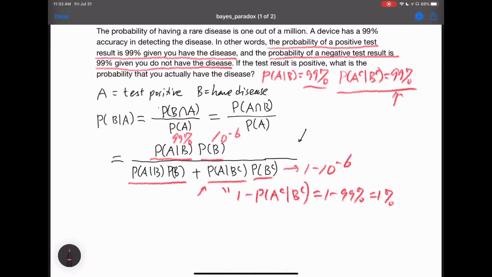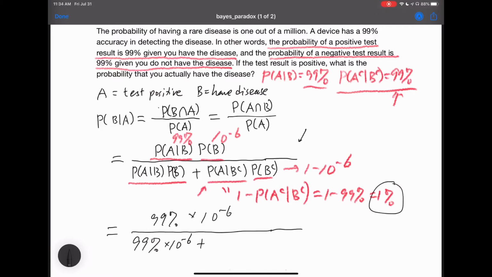Now we have all the items here. Let's do the final calculation. So this is equal to 99% multiply 10 to the negative 6. Again, the first item in the denominator is the same as the numerator, so just copy it over. The second item of the denominator is equal to 1% multiply 1 minus 10 to the negative 6. And this is roughly equal to 0.01%.